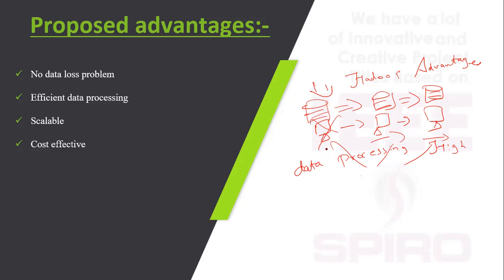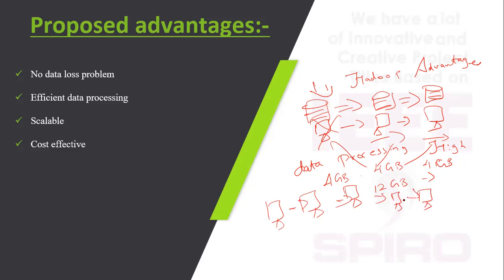For example, this system has 4 GB, and 4 GB, and 4 GB, so totally there will be 12 GB for your processing speed. And it is scalable. You can add any amount of resources, that is computers, here. You can add 2 to 3, so that you don't have to worry about any data loss or storage problems. And it is cost effective. You don't have to pay for extra maintenance except for the system maintenance.